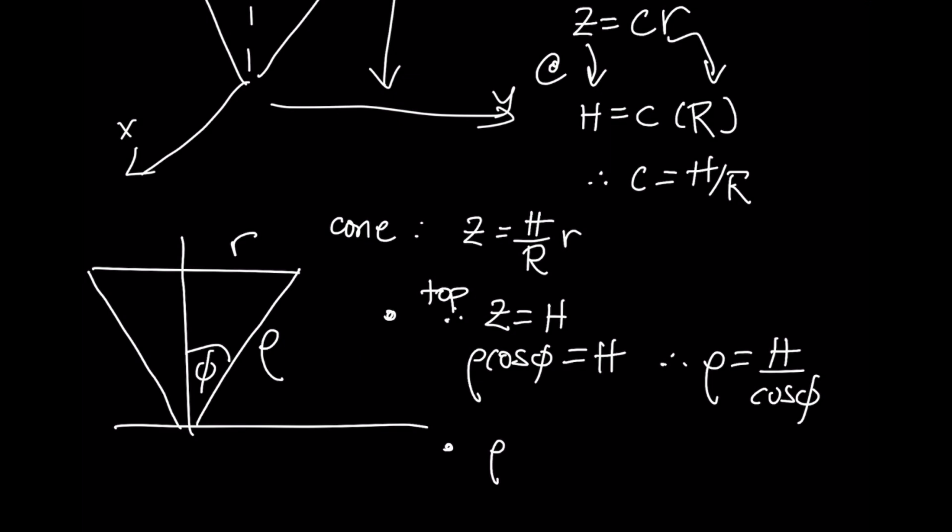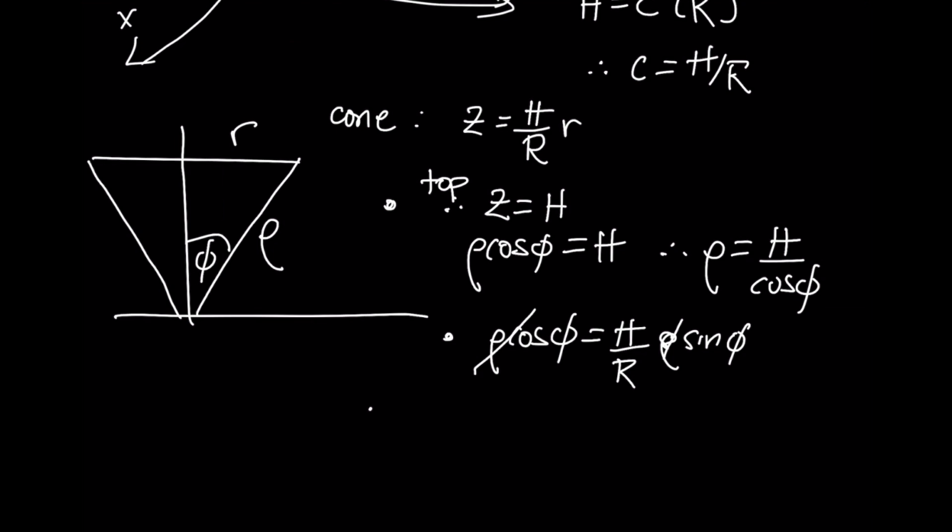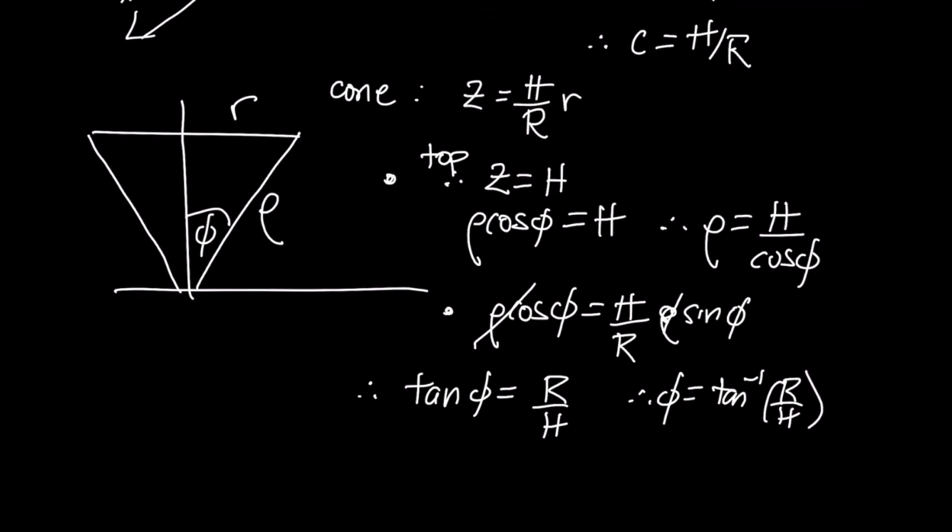Remember that from the equation of the cone, we've got that z is rho cosine of phi. We'll have an h over r is rho sine of phi. So what this is going to tell us is that the tangent of phi is r over h, and that means then that phi is going to be at some maximum value of inverse tangent of r over h.